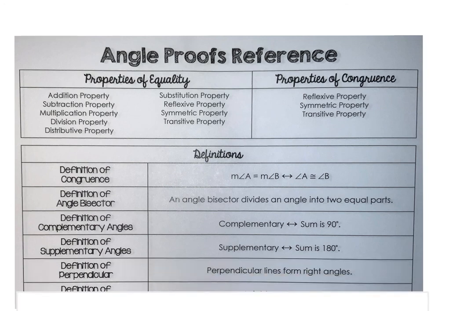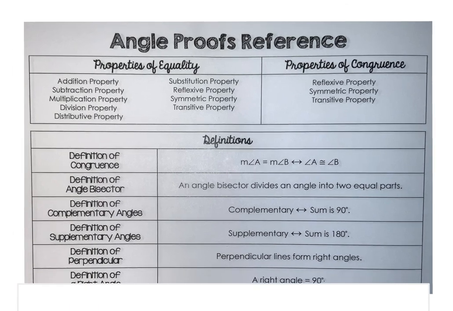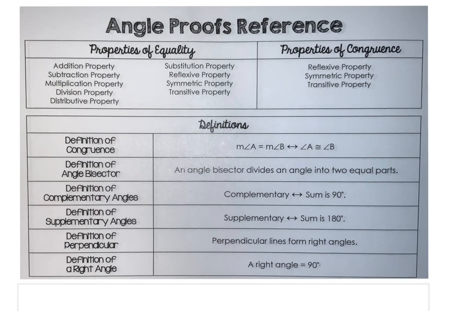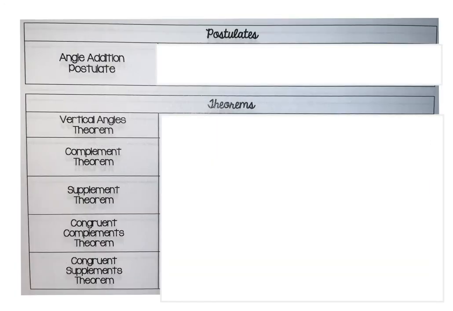And then perpendicular. Definition of perpendicular. Perpendicular lines form right angles. Okay? So this is a definition that you need to know. Definition of perpendicular. Perpendicular lines form right angles. And then what is a right angle? Well, a right angle equals 90 degrees. Okay? So these are all things you're going to have to use for these proofs. The second half of this page are theorems and postulates.